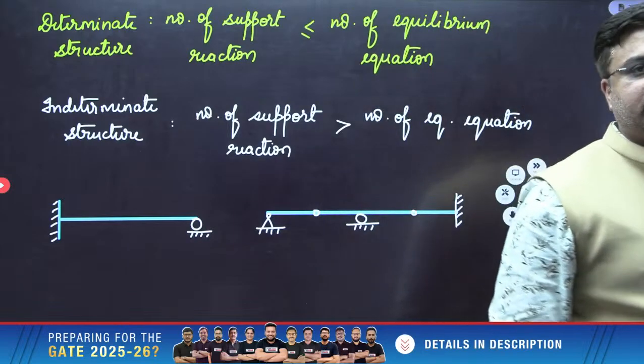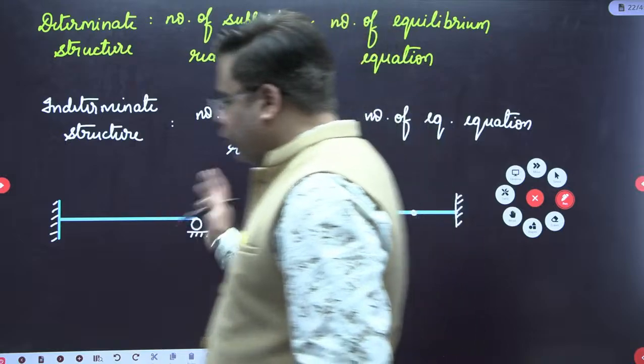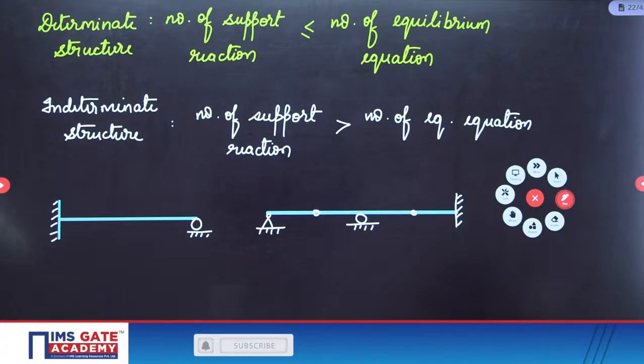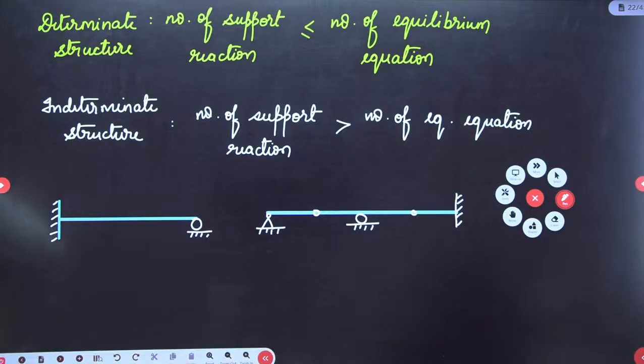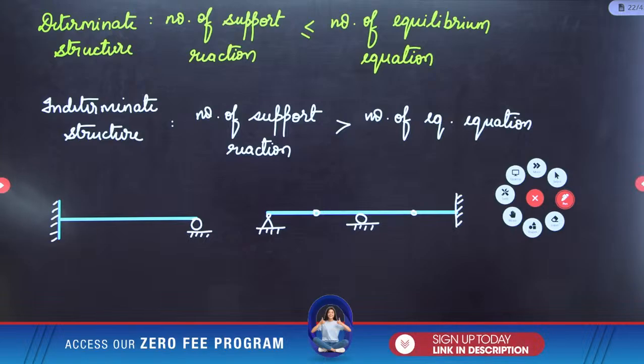You have two beams in front of you. Quickly tell me which one is determinate or indeterminate. First beam is determinate or indeterminate? Quickly. First one is indeterminate. Very good.